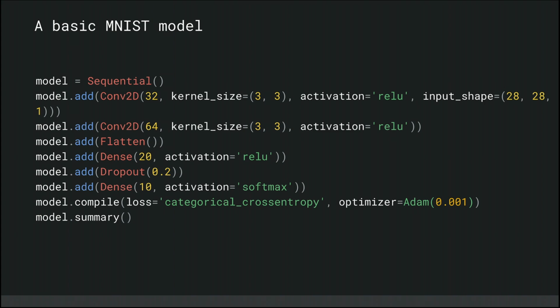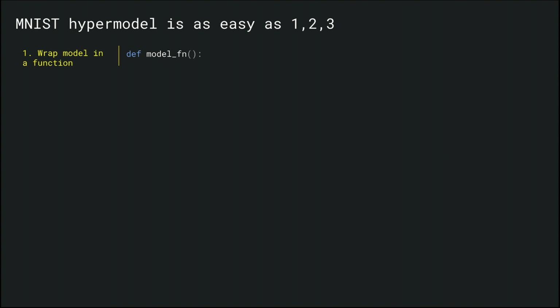Here's our basic MNIST model that is a TensorFlow Keras sequential API. This is something I'm sure all of you have seen already. So as you can see on the slide, all parameters are fixed. For example, our learning rate is set to 0.001. So let's transition it to a hypertunable model in 3 steps.